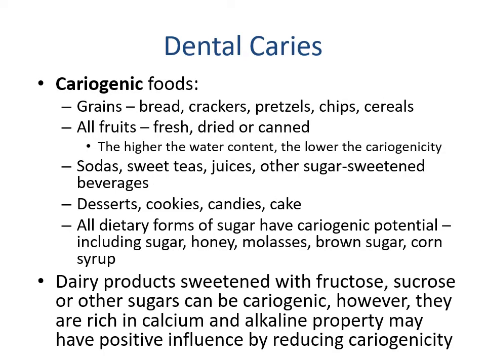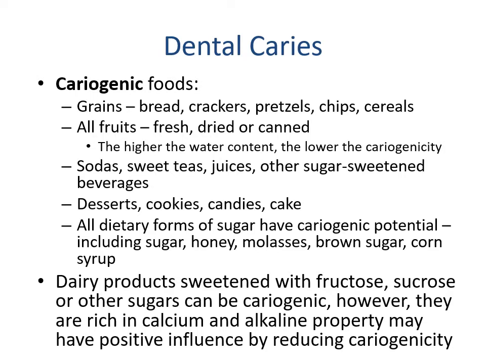So cariogenic foods are things that are more likely to cause cavities. This is grains like breads, crackers, pretzels, chips, and cereals. All fruit forms, whether they be fresh, dried, or canned. Now, the higher the water content, though, the lower the cariogenicity. Sodas, sweet teas, juices, and other sugar-sweetened beverages. Desserts, cookies, candies, and cake. And all dietary forms of sugar have cariogenic potential, including sugar, honey, molasses, brown sugar, and corn syrup.